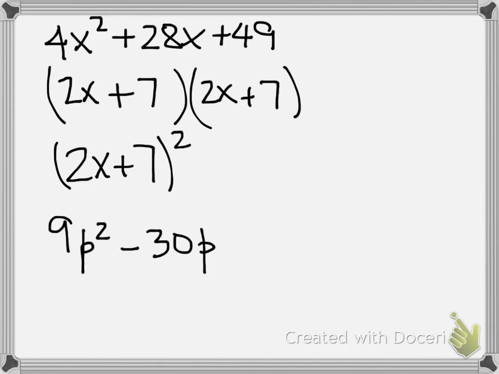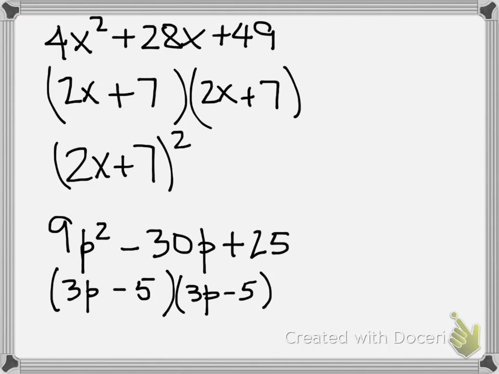Now, let us look at this one. Ladies and gentlemen, if we follow the rules, nothing changed. We know we're going to have our two parentheses, and since the last sign is plus and the first sign is minus, we know the two signs are going to be minus. And we have 3p minus 5, 3p minus 5. And of course, this is a perfect square because it's the same thing twice. And we can write it as 3p minus 5 quantity squared.